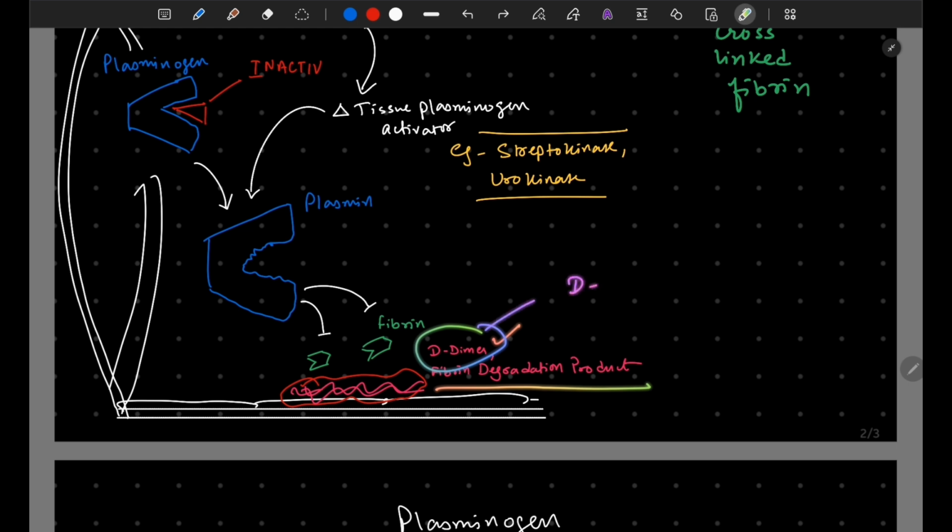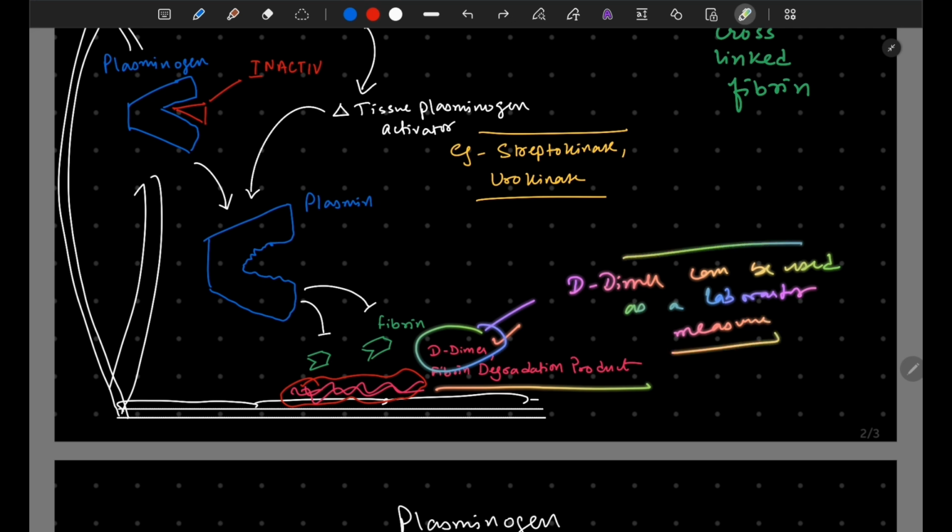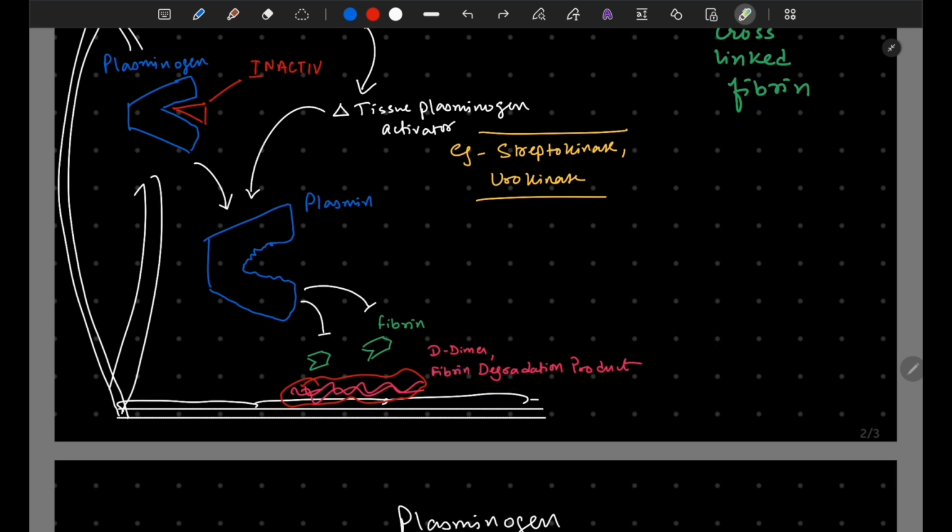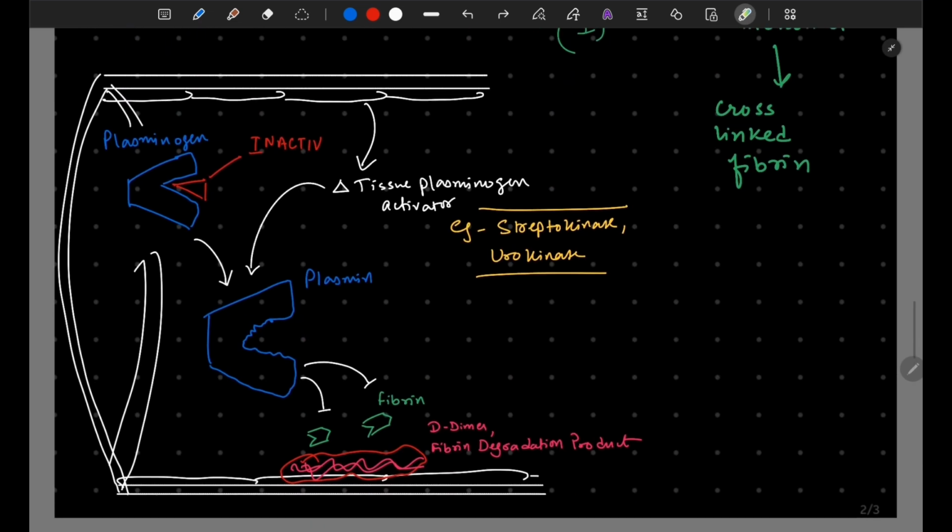And this D-dimer can be used as a laboratory measure to look for fibrinolytic status. The plasminogen activators like streptokinase and urokinase we all know.